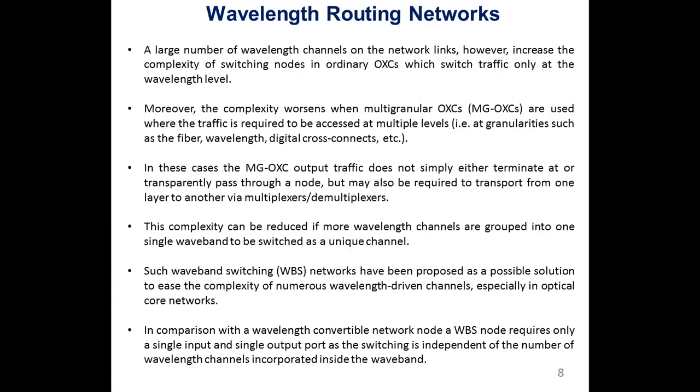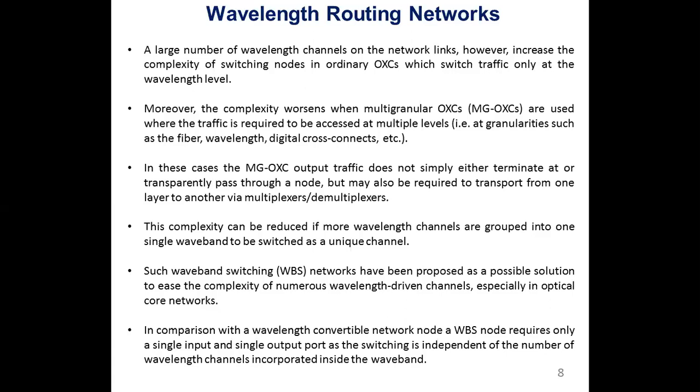So, more details about the wavelength routing networks. You can have a large number of channels on the links. However, this is going to increase the complexity if you use a static optical cross connect, which is able to switch the traffic only at wavelength level. The complexity will be more when you have multi-granular OXCs. That means the channels are very, very close to each other, and the traffic needs to be accessed at multiple levels. That means at every point you need to access the traffic. The complexity becomes more.